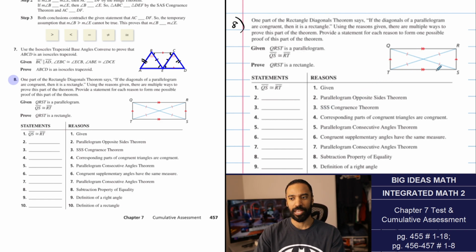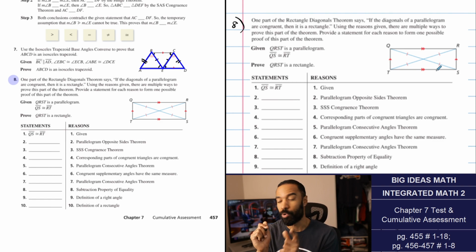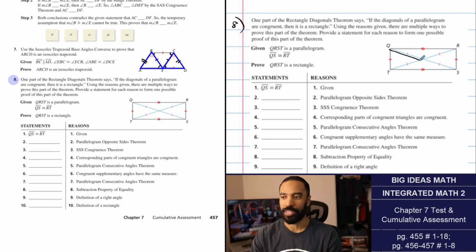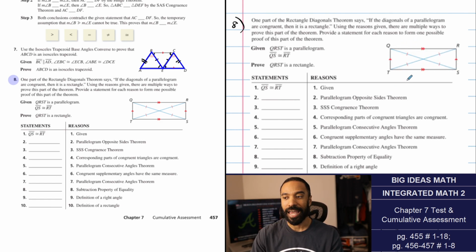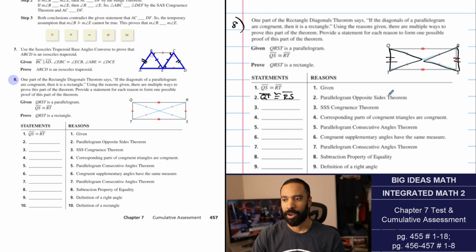So we're going to be stating two sets of triangles are congruent. And they said there's more than one way to do this, by the way. We can either prove these two triangles are congruent or these two triangles are congruent. They really gave us the option because they let us use our own letters here. So let's do these triangles here, I guess, because why not? I'm going to show this is congruent to that. Segment QT is congruent to segment RS by the parallelogram opposite sides theorem. Opposite sides of a parallelogram are congruent.